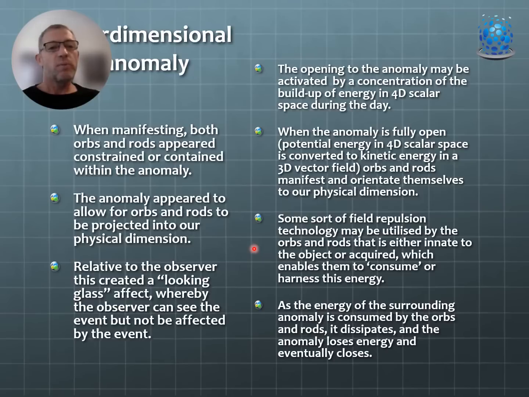Now we talk a little bit more about the features of the orbs and rods in the previous presentations. So if you want to look more at that, I strongly suggest looking at our previous presentations that have led to this third one you're listening to now. Now in terms of the energy, as the energy of the surrounding anomaly is consumed by the orbs and rods, it dissipates and the anomaly loses energy and eventually closes and then has to build up again during the day.